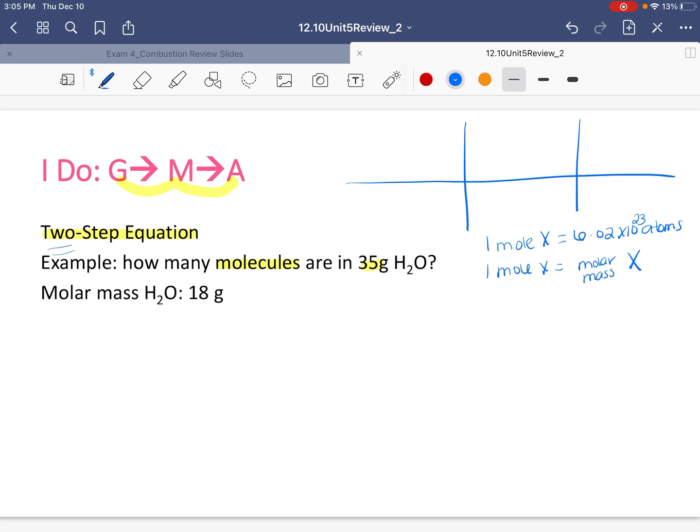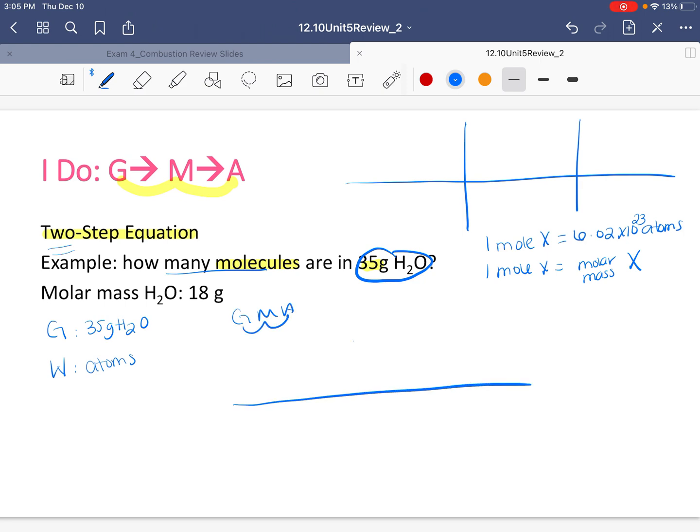So to set it up really quickly, guys, I want my given and my wanted. Remember, your given is always a number. They're giving me 35 grams of water, and they want me to find molecules. Molecules, particles, formula units, all of those are the words for atoms. So I know using GMA that I'm given grams and they want me to go to atoms. So this is a two-step equation.